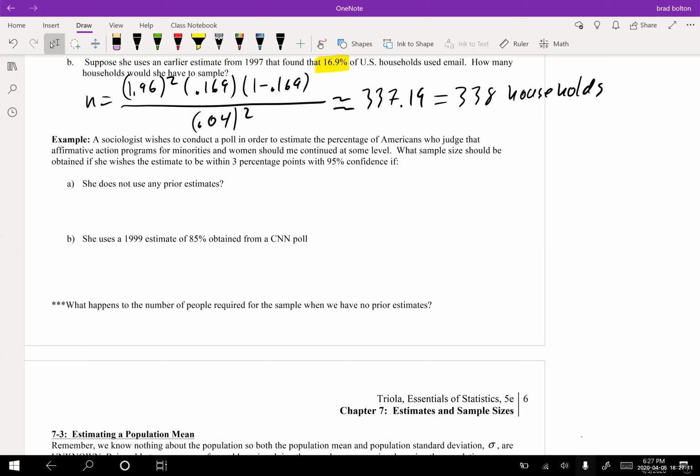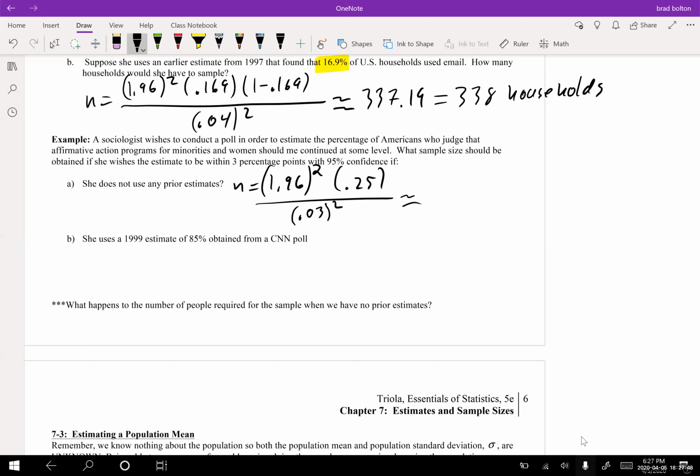So she does not use a prior estimate, so we're going to go right back to it. We should be getting better at this by now. We need to use Z alpha over 2, but in this case, is it 95? Oh, it's 1.96 again. And again, this would only change if we changed our level of confidence, okay? We know our P hat and Q hat, we're not using a prior estimate, so we're going to use 0.25. Divided by, what's the error? To estimate within 3 percentage points, so 0.03, that's 3%, and we're going to square it.